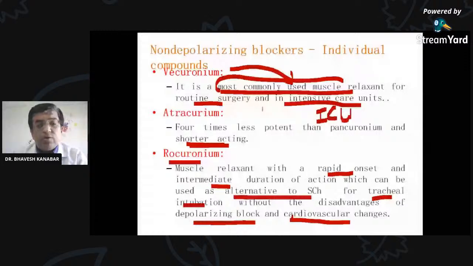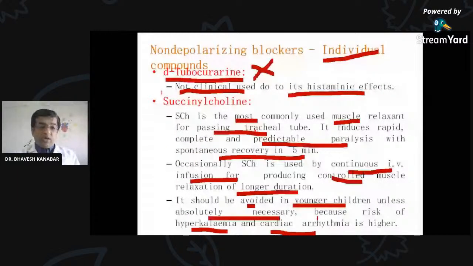Again, I am giving you 3-4 minutes for these slides. DTC is not clinically used because of the histaminic effect. Succinylcholine is the most commonly used muscle relaxant for passing a tracheal tube. In this condition, it is most commonly used. Recovery is in 5 minutes. If we want to use it for a prolonged period, continuous IV infusion can be given. It is avoided in young children because of the risk of hyperkalemia and cardiac arrhythmia.